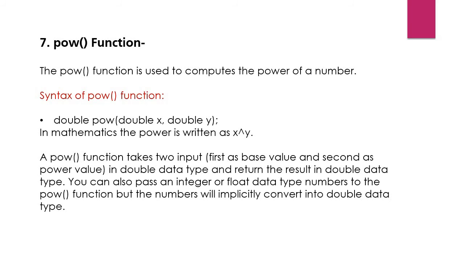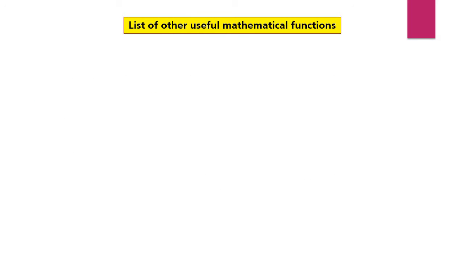Both are in double data type and it returns the result in double data type. You can also pass an integer or float data type number to the power, but the number will implicitly convert into double data type. Let's see the list of other useful mathematical functions.